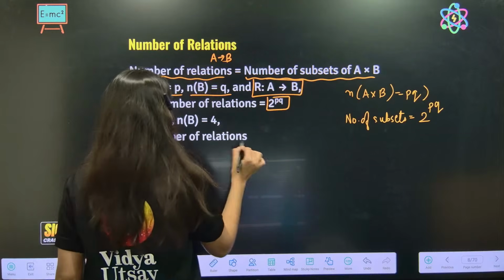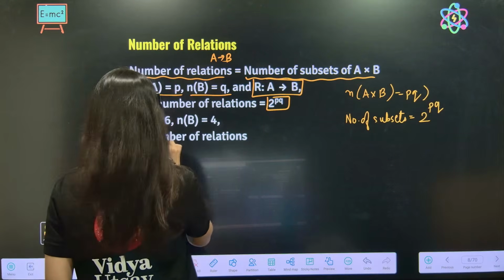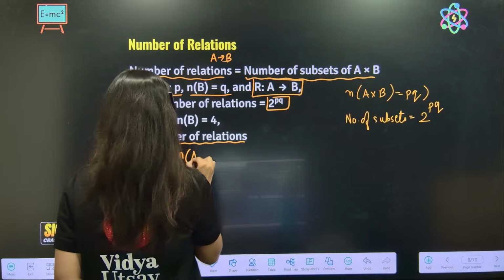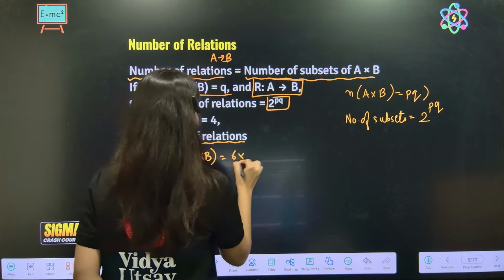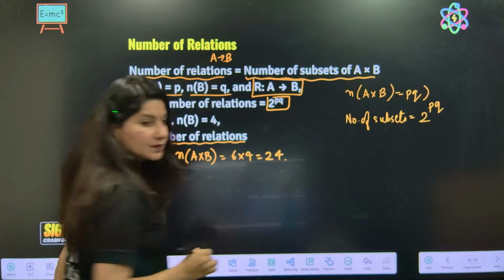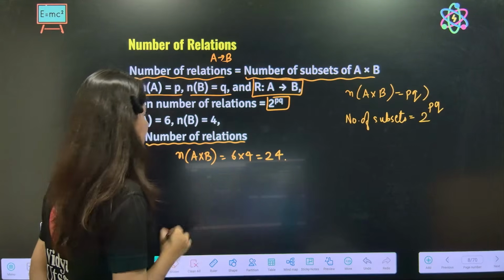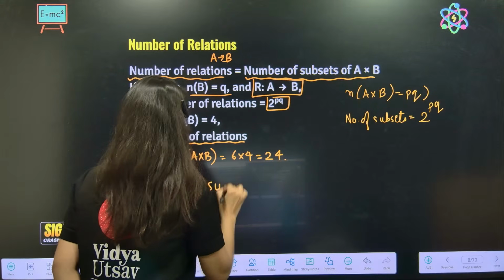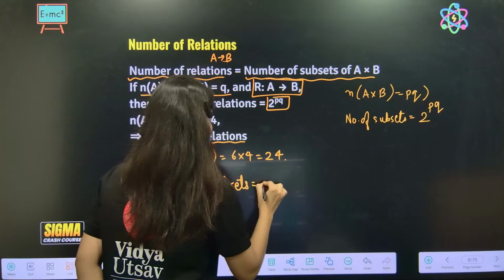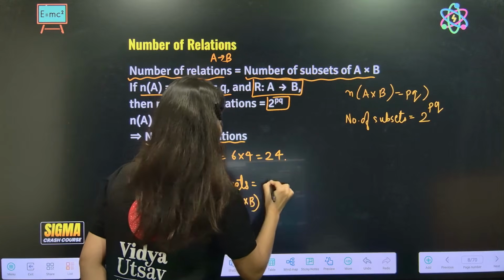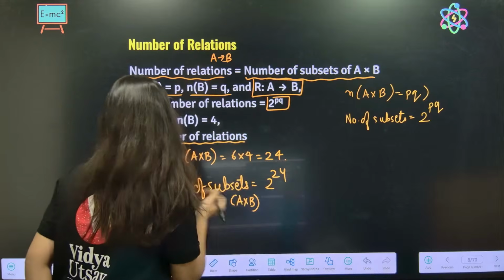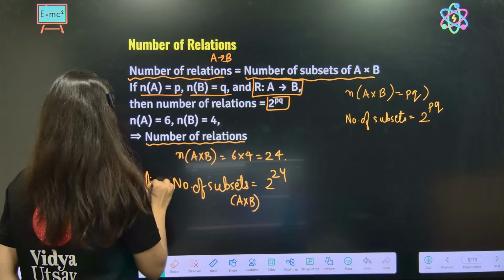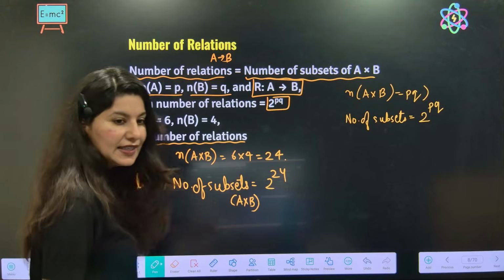So the number of relations over here will be what? First of all, the cardinality of A cross B. Ma'am, this is 6 into 4, that is 24. Now the number of subsets of A cross B will be what? 2 power 24. And this is exactly equal to the number of relations. Everybody getting it?